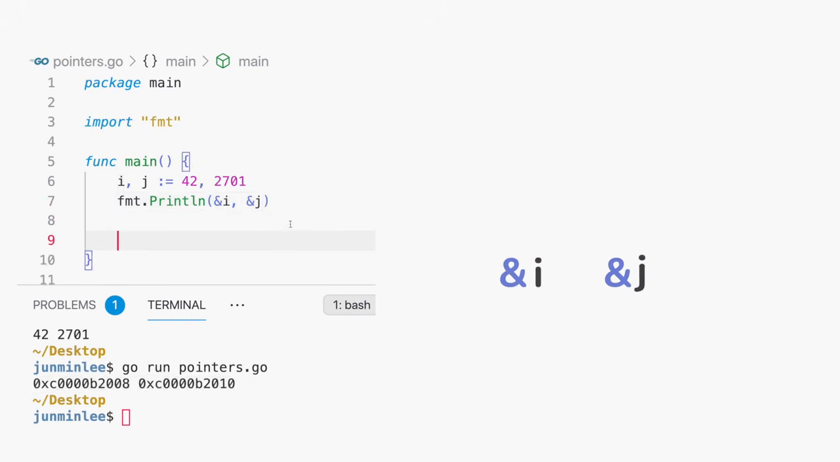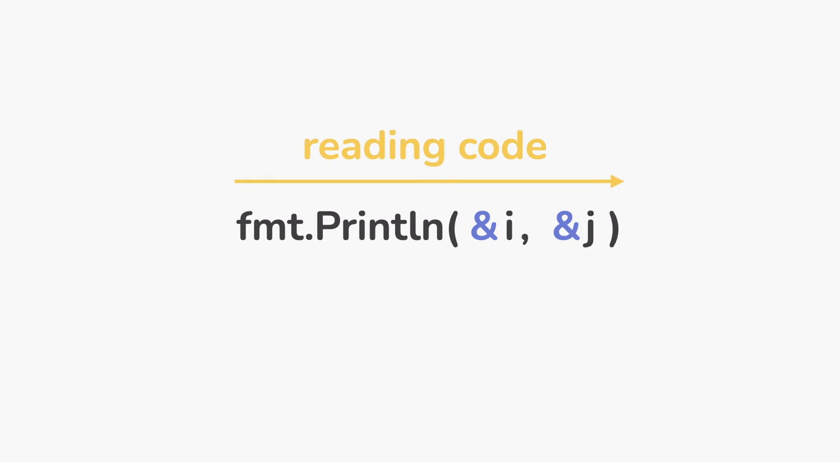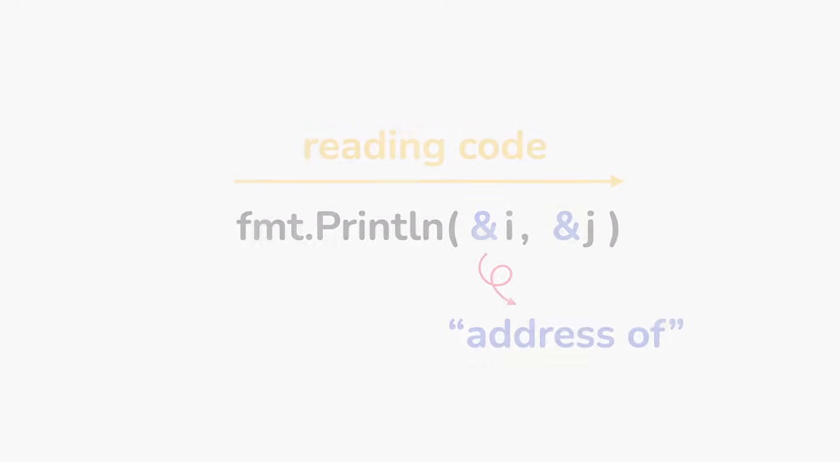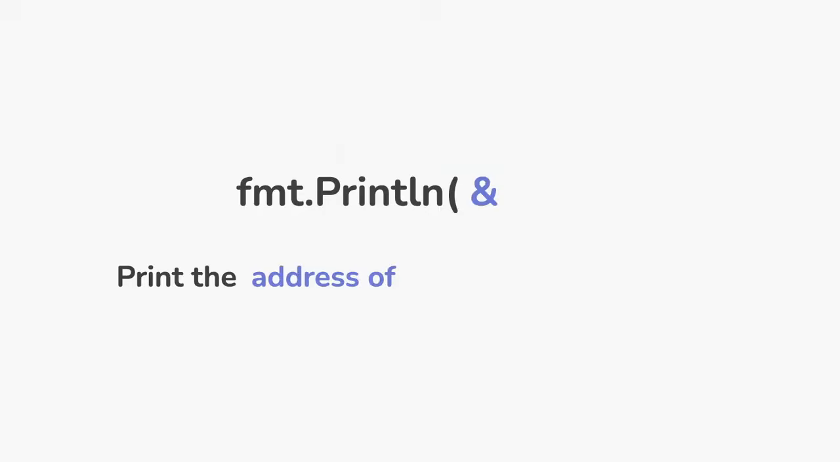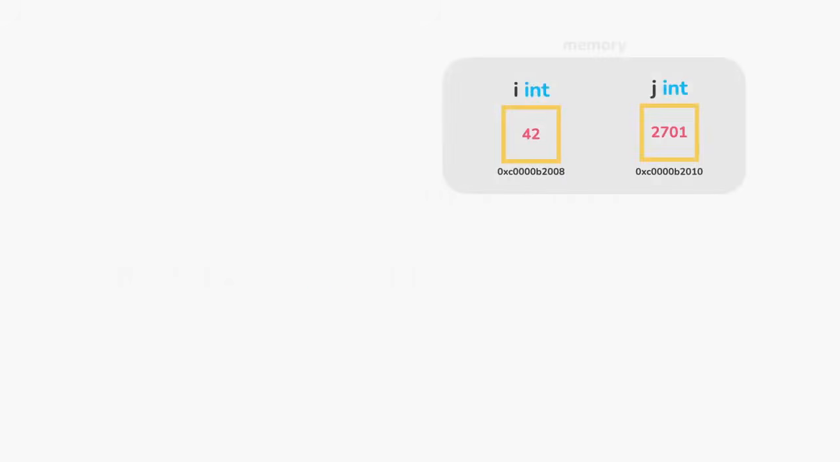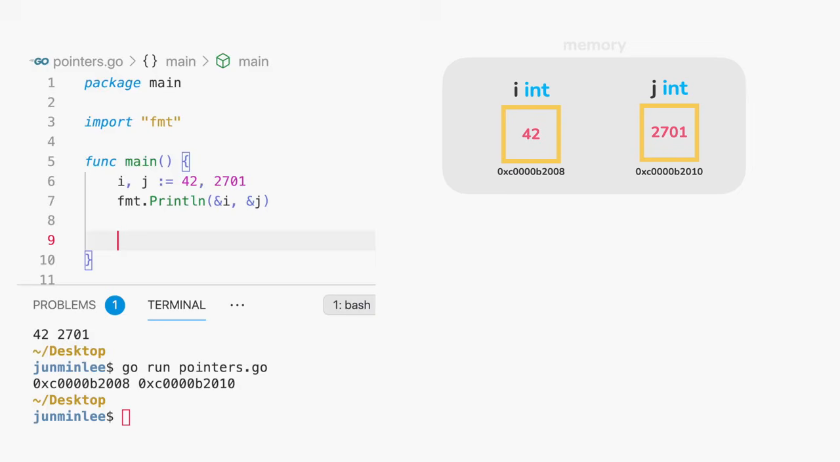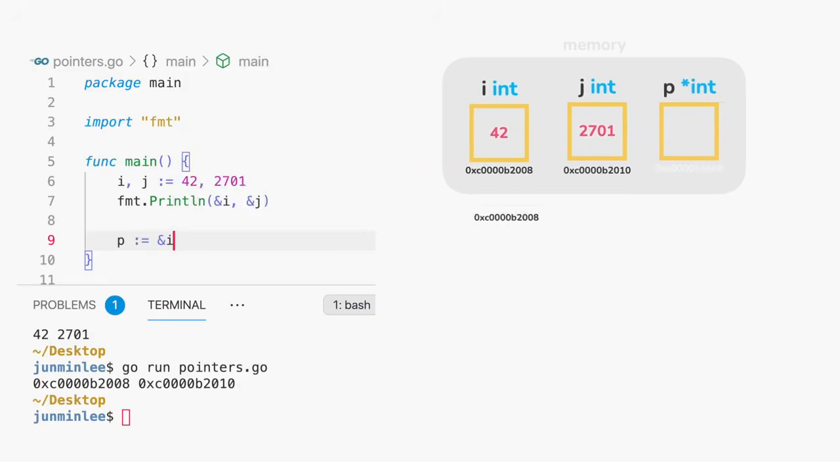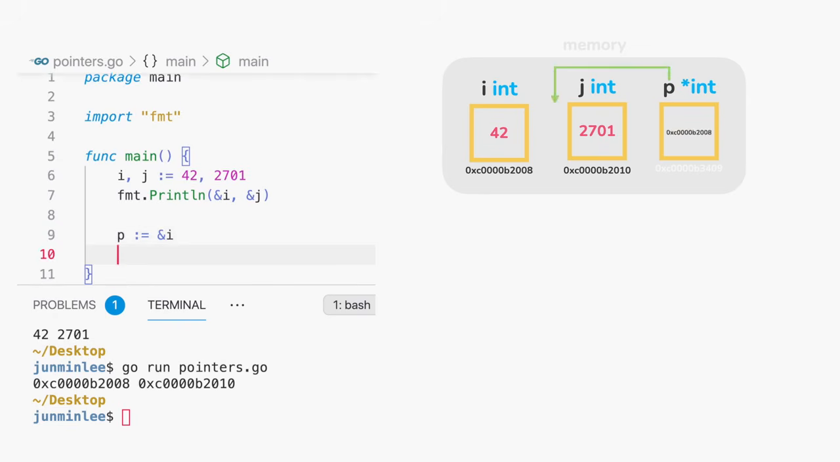When you're reading code in your head, it's easy to just read the ampersand as "address of". So we are printing the address of i and the address of j. This time, instead of printing out &i, let's store that in a variable p. As we assign the address of i to p, it is now a pointer. If we print p out, it will just give the same result as &i, the address.